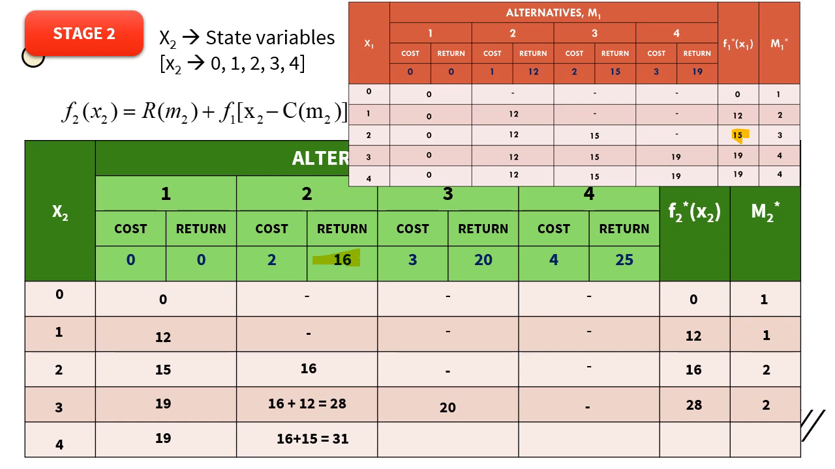So the next one is for 4 crores, I am spending 3 crores, which gives 20 as a return, and remaining 1 crore, which gives 12 as a return. So 20 plus 12, which is 32. If I am spending the entire 4 crores in this plant, we will get 25. Here the maximum is 32, so the best alternative is 3.